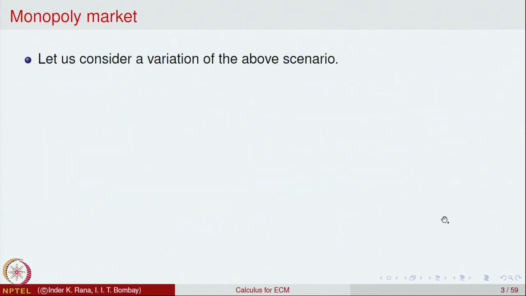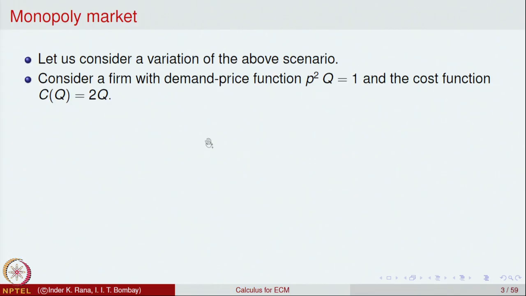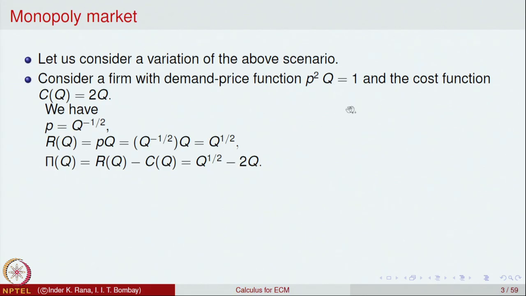So, let us look at one more example. Consider a variation of this example, namely a firm with demand price as p squared q equal to 1 and the cost function as C(q) equal to 2q. If you want to write p as a function of q, then p squared is equal to 1 over q. So, p will be equal to the square root of 1 over q. So, we can write p as a function of q, and we have written it as q raised to power minus 1 by 2.